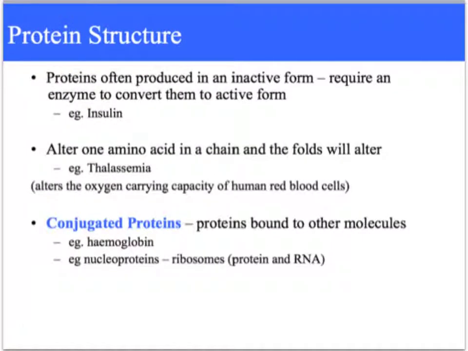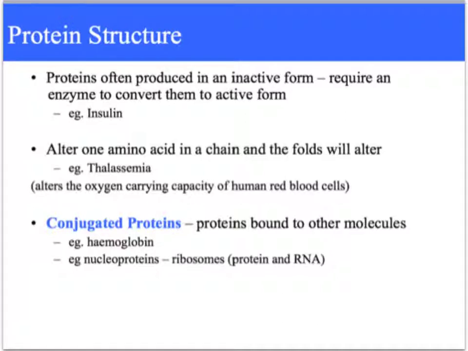So one thing about proteins is they're often produced in an inactive form. So our body doesn't have them transporting around in active form because then they might come into effect before we need them. So usually they require an enzyme to convert them to active form. So we've got proteins in our body that require another protein to almost flick the switch to say, I need you to work now. An example that probably makes sense is insulin. You don't have insulin constantly flowing through your body or else your blood glucose levels would drop too low.